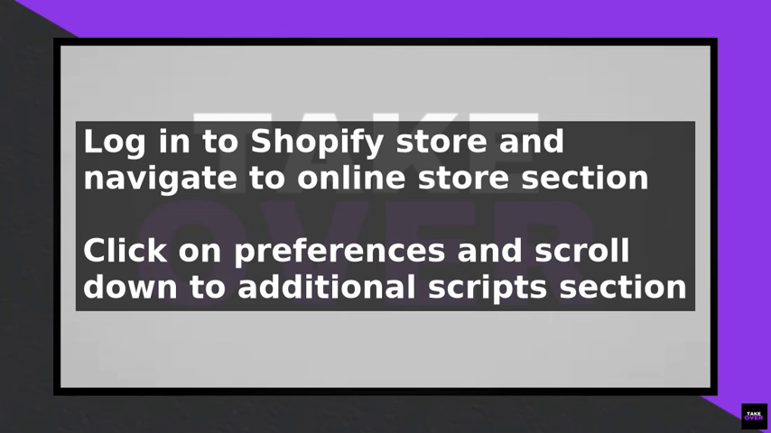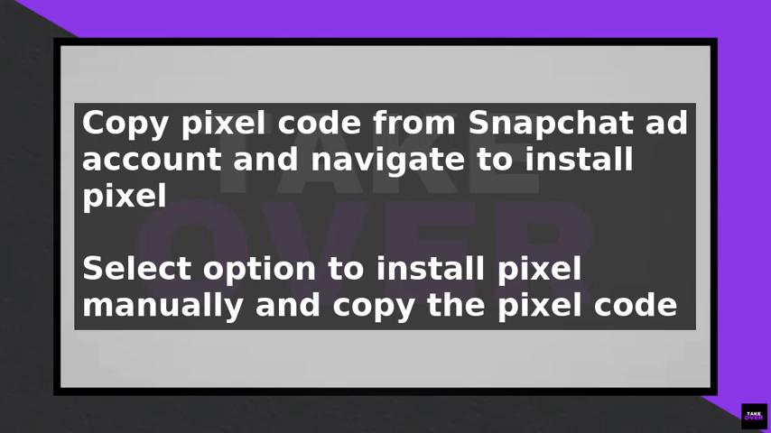To get the pixel code, go back to your Snapchat ad account and navigate to the Events Manager section. Click on the pixel you just created and then click on Install Pixel. Select the option to install the pixel manually and copy the pixel code.